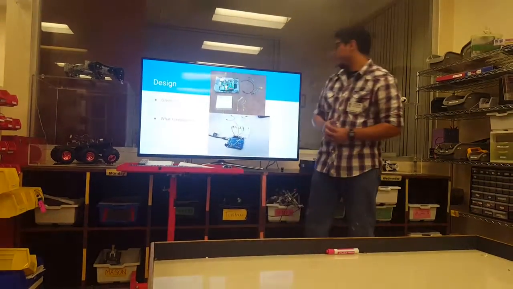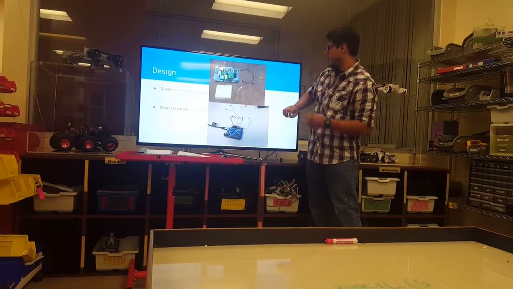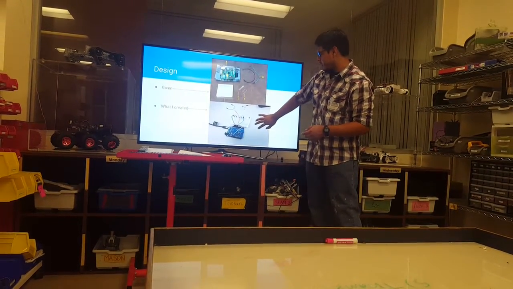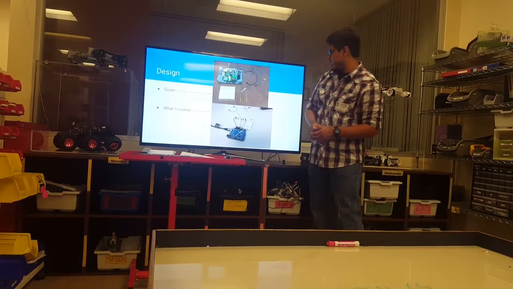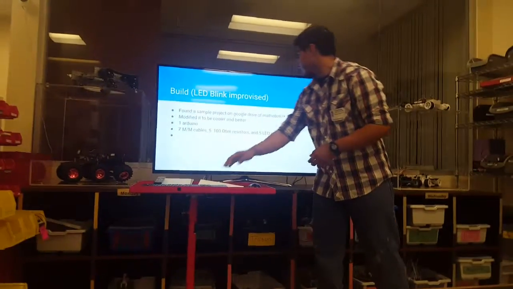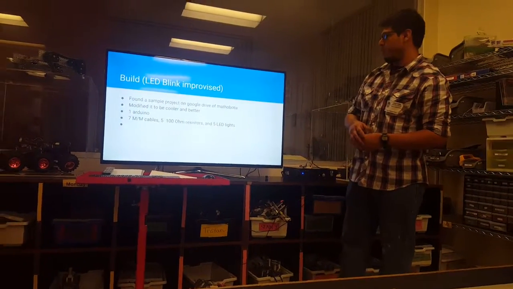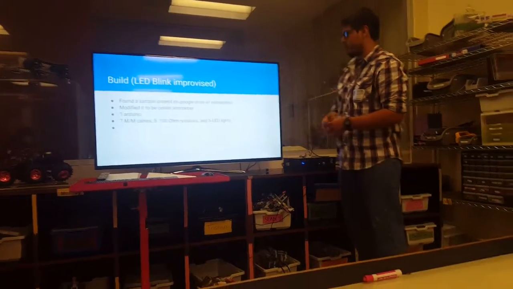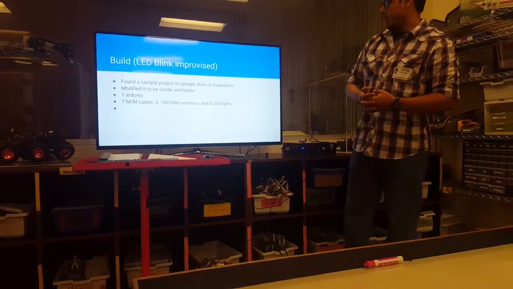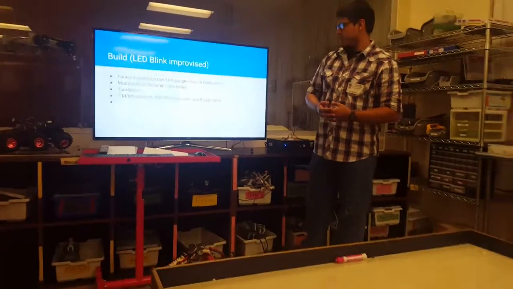So these are two pictures. This was the given project from the website, but I had to improvise it to make it a little bit more fancy. These are the steps I took to build the final project. It was given to me on the website from Mathematics. I had to modify it.